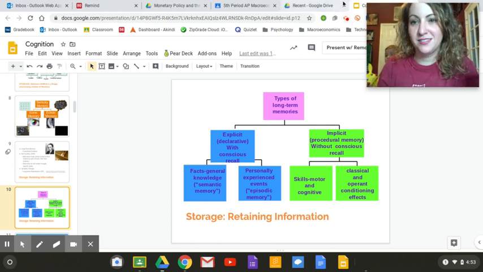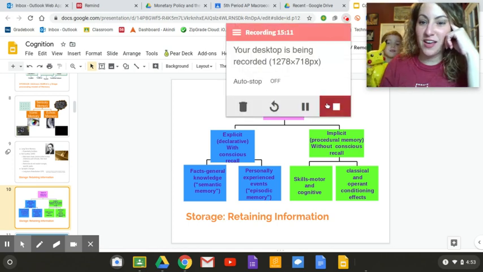If I can stop this, how do I stop this? Now I'm going to have to edit this whole thing. Stop it? There we go. It's finally working. Bye.